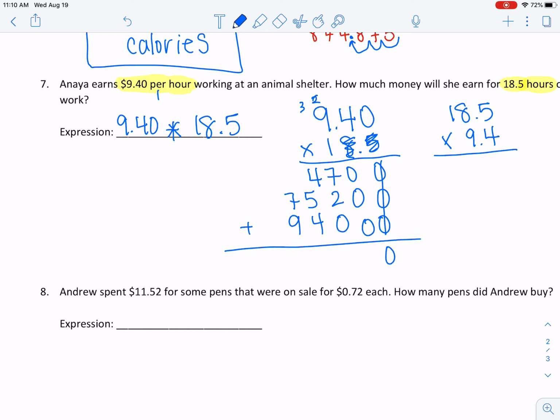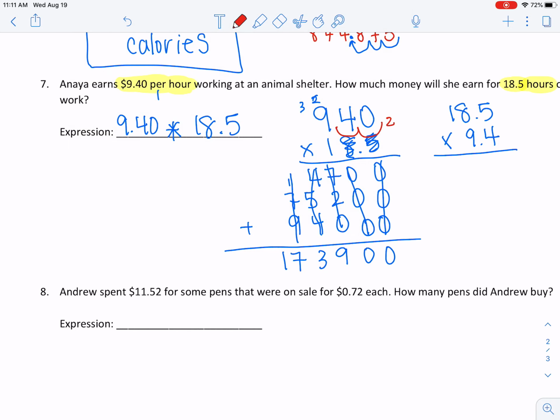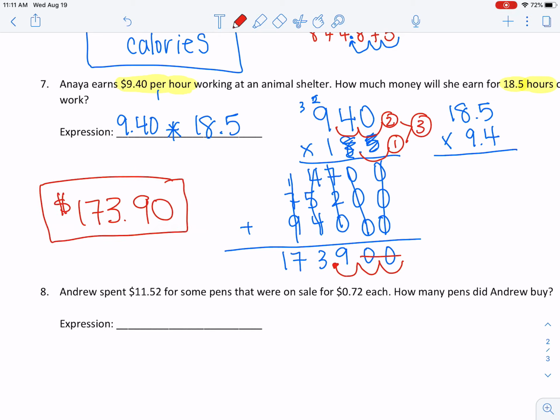Right, 0 plus 0 is 0, 0, 0, 0, 7 plus 2 is 9, 4 plus 5 is 9, plus 4 is 13, carry the 1, 1 plus 7 is 8, plus 9 is 17. Okay, and then 2 places over, 1 place over, add them together, it's 3. 1, 2, 3. So you get 173.900, or you can take out the zeros. So it's going to be 173.9, and this is in dollars, so we can say it's 90 cents. So this is how much Anaya can earn after she has worked for 18.5 hours.